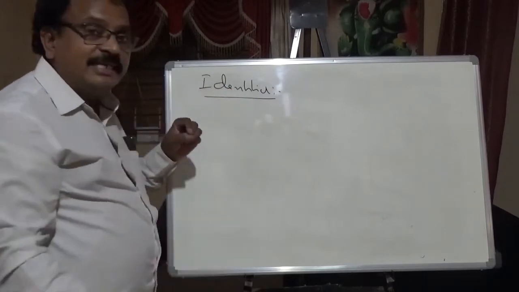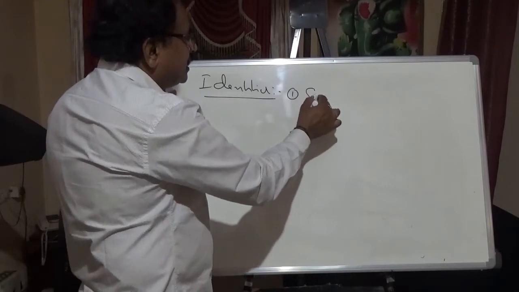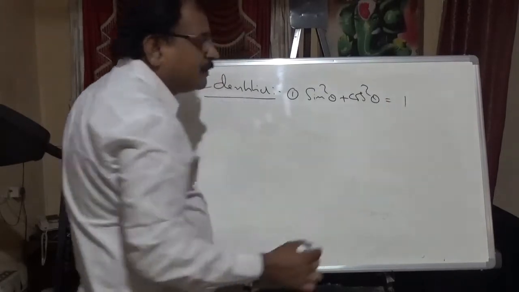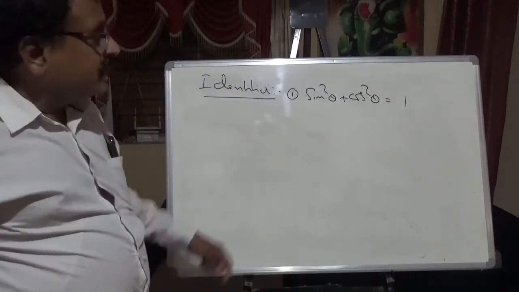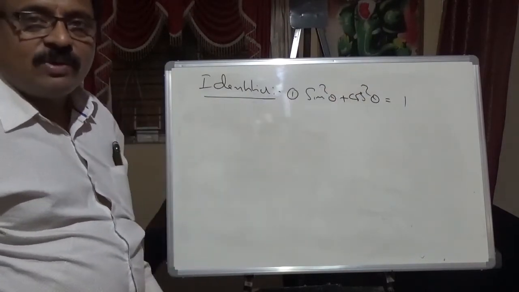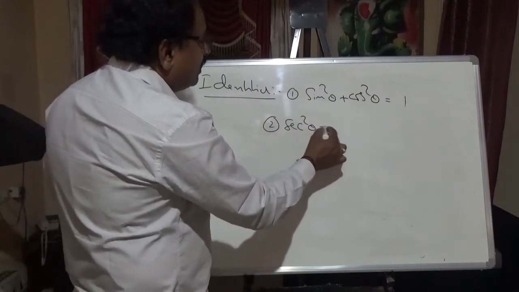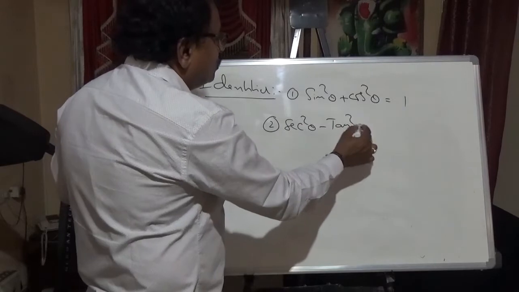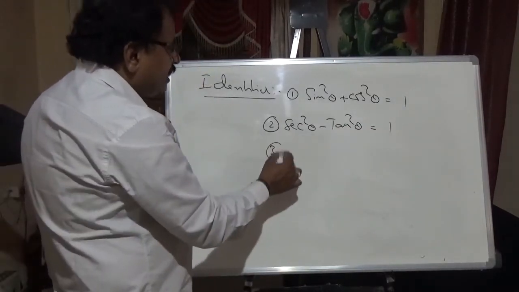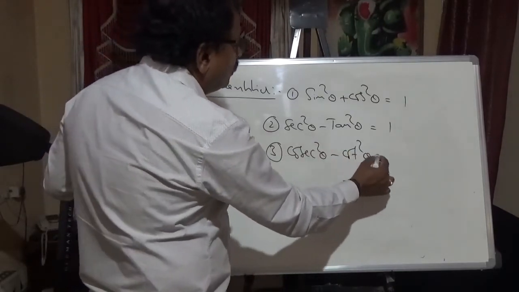There are three identities. What are the three identities? The first identity is sin square theta plus cos square theta is equal to 1. The relation between sin theta and cos theta, sin square theta plus cos square theta is equal to 1. This is the first identity. The second identity, sec square theta minus tan square theta is equal to 1. The third identity, cosec square theta minus cot square theta is equal to 1.